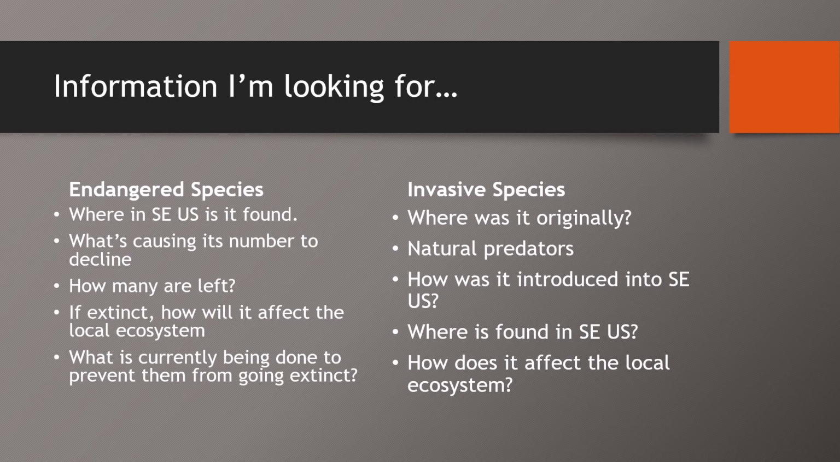So this is the information I am looking for in your visual representation. So you're creating a movie, a song, or a PowerPoint. It has to include this information. For your endangered species section: where in the Southeast United States is it found? What is causing their population to decline, and currently how many are left? If that animal or organism goes extinct, how will it affect the overall ecosystem? And what are the current plans being put into place to prevent them from going extinct?